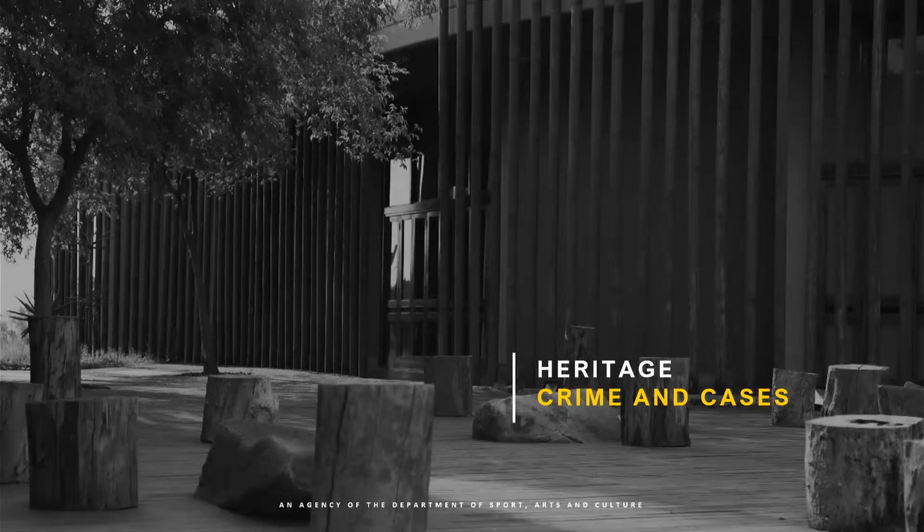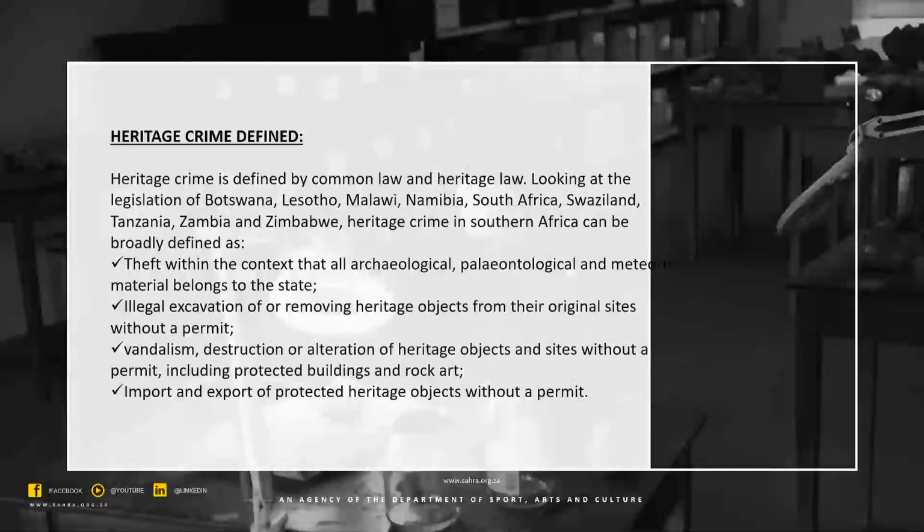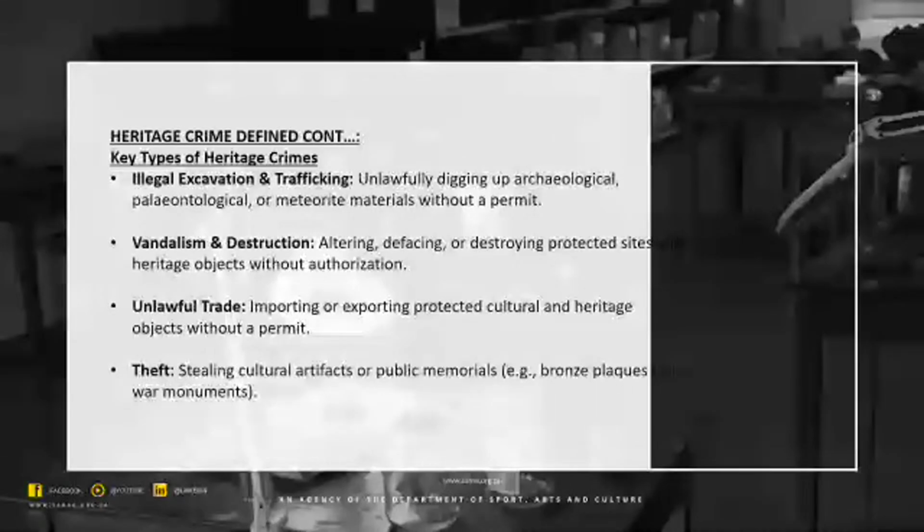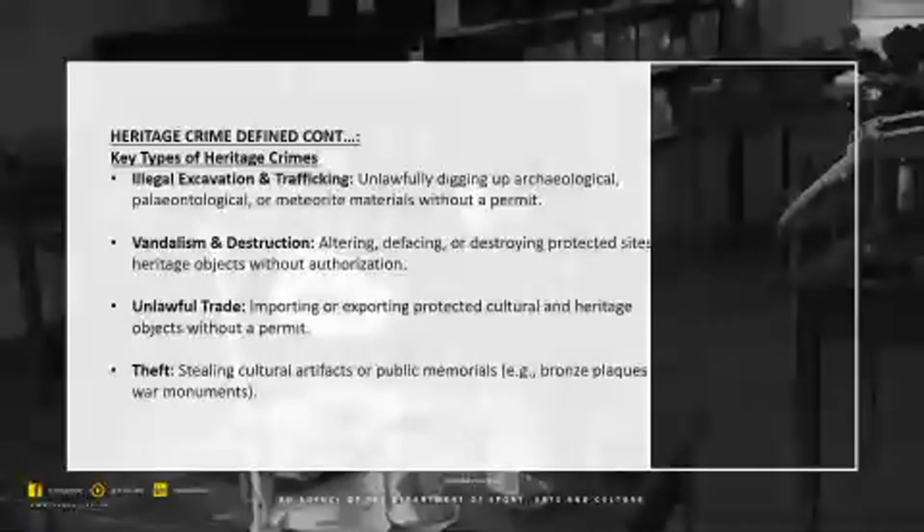So these are just a few case studies. Heritage crime, as we define it, is theft of archaeological, paleontological objects, we know that they belong to the state. Or removing heritage objects from their original sites without a permit. Vandalism, destruction, alteration, removing of heritage objects, all those constitute heritage crime. The export of objects without a permit. Crimes that we deal with: illegal excavation, vandalism and destruction, and theft.